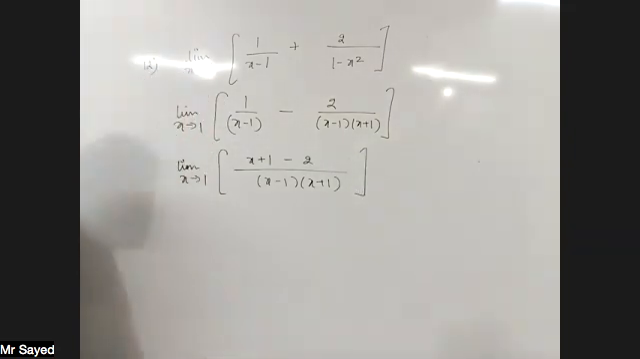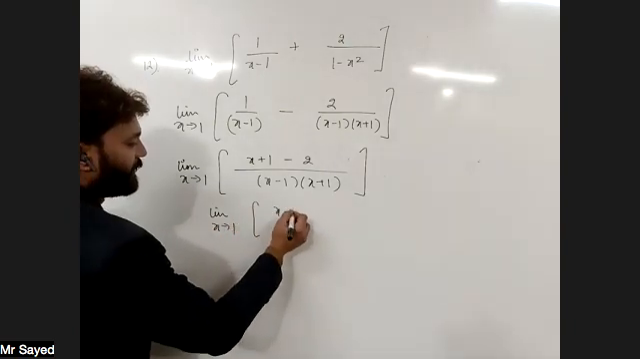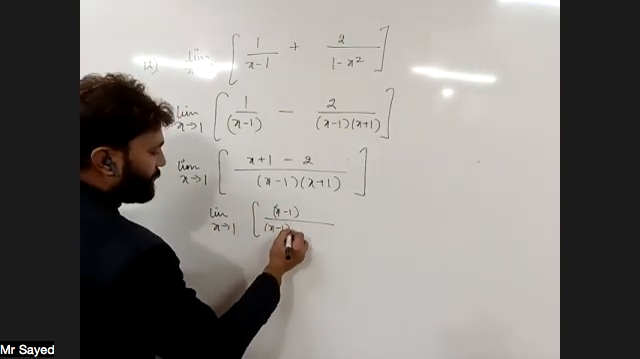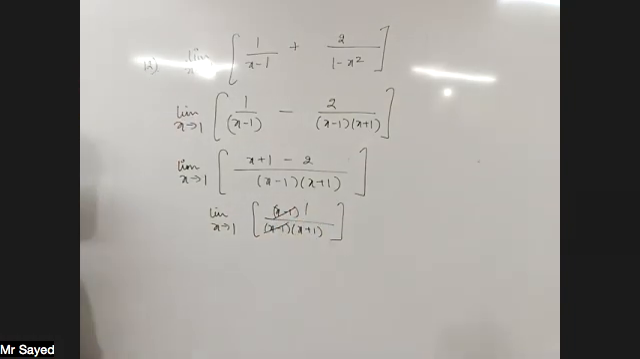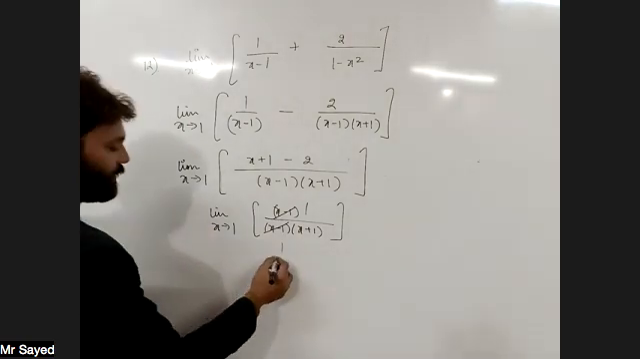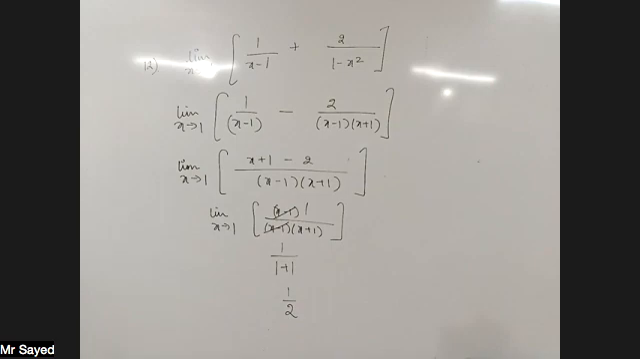Is it clear? Is this step clear? Simple LCM. This is limit x tends to 1, x minus 1 upon x minus 1, x plus 1. X minus 1 cancelled. In place of x, we can write 1. So this will be 1 upon 1 plus 1. Answer is 1. Followed.